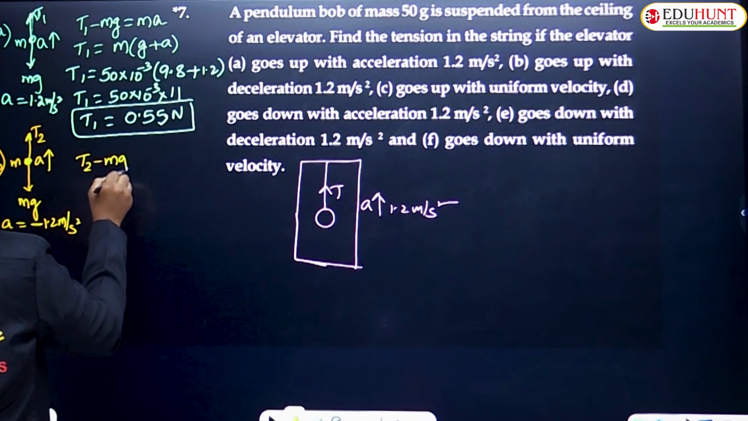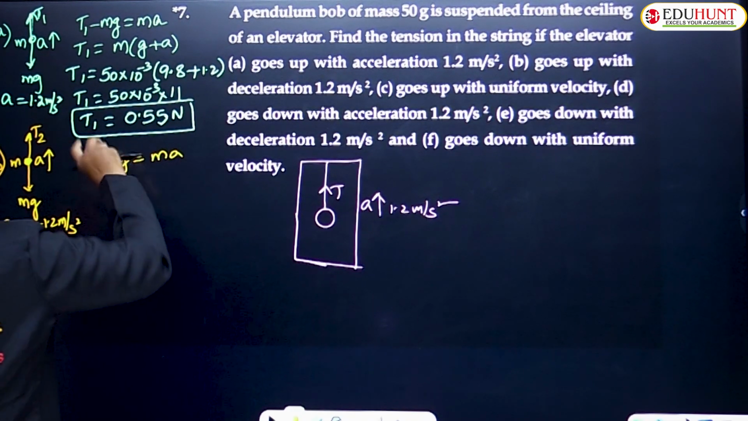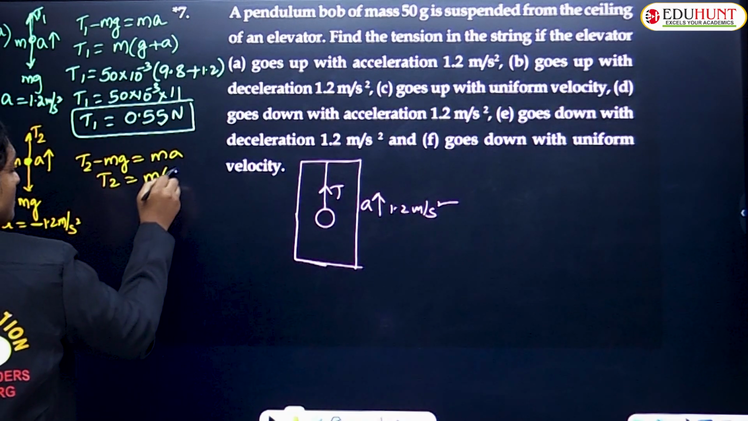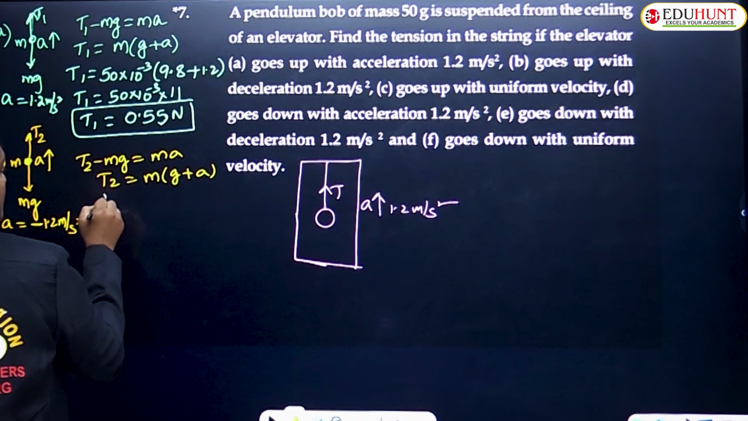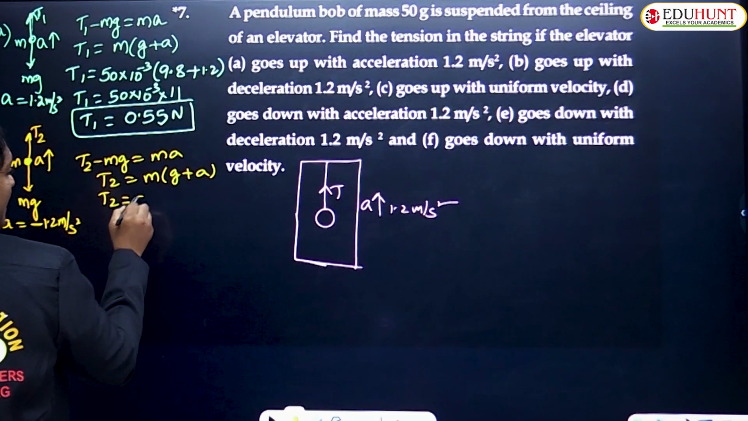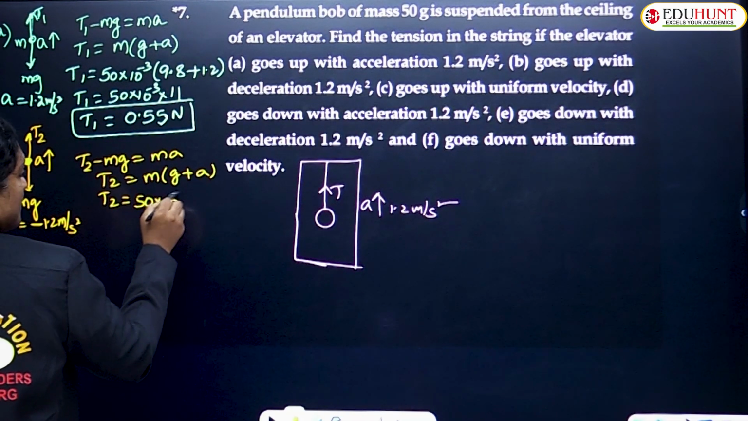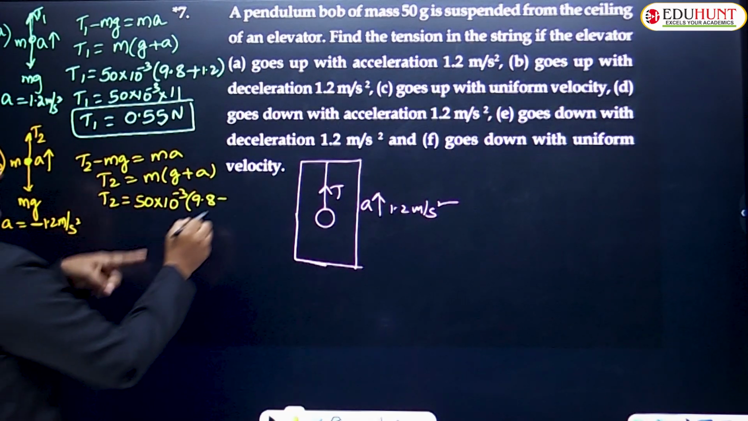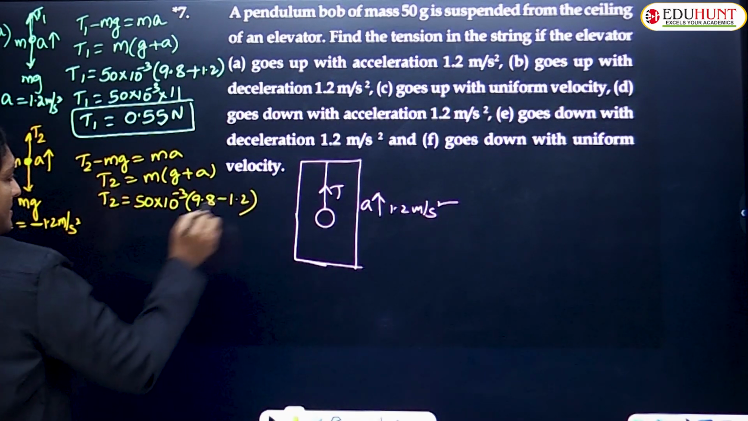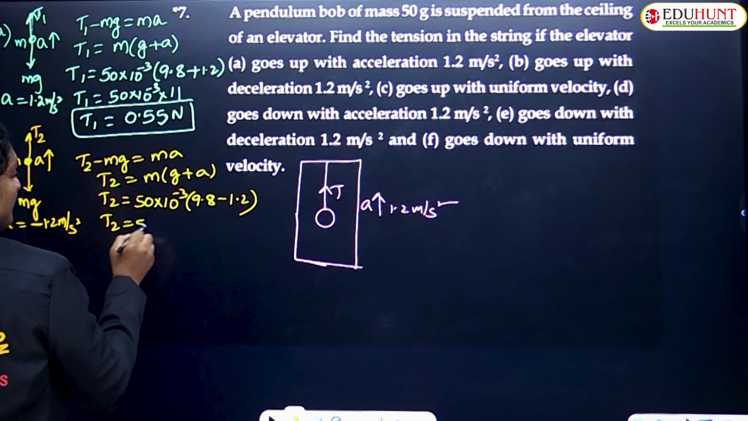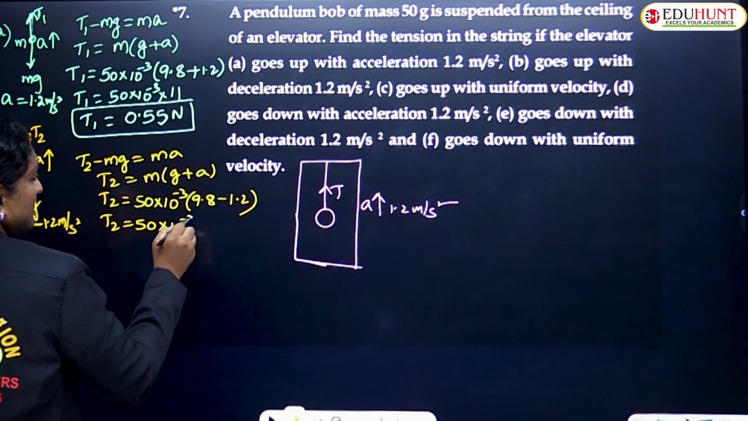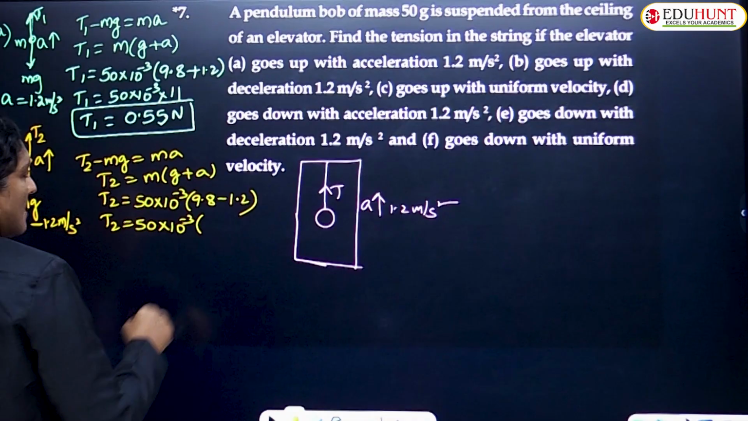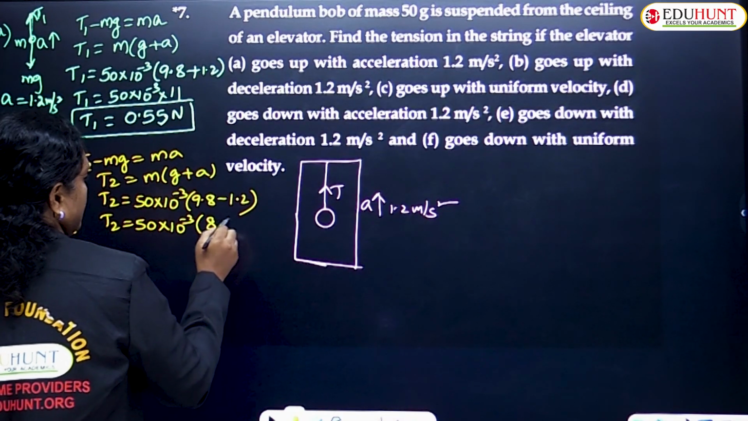So solving this, as the lift is moving upwards, the equation of motion is written as T2 minus mg equals ma. Bringing mg to the other side, we have T2 equals m into (g plus a). Substituting the values, T2 equals m is 50 into 10 power minus 3 into (g is 9.8 minus 1.2 meter per second square). That's it. Hence T2 is found to be 50 into 10 power minus 3 into (9.8 minus 1.2), which is 8.6.